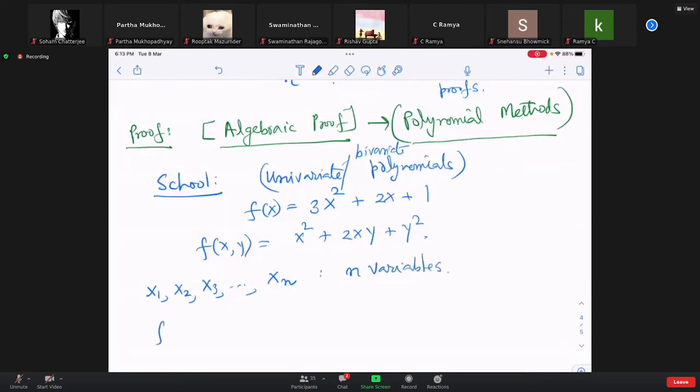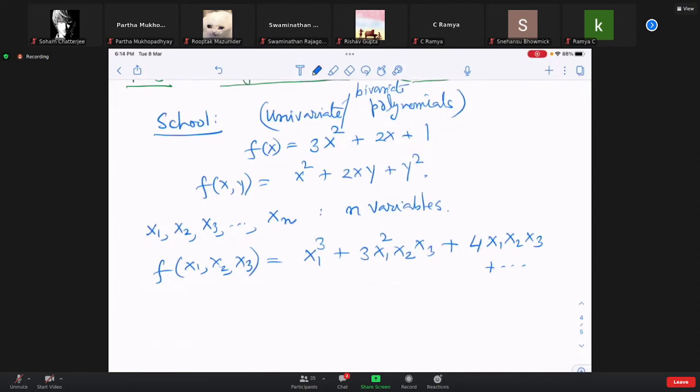For example, a 3 variable polynomial could look like x1, x2, x3. It could look like maybe x1 cubed plus 3x1 squared x2 x3 plus 4x1 x2 x3, and so on. You can keep on adding terms. Nothing stops you from defining a polynomial over n variables. And when you grow up, you'll see that these objects are everywhere in mathematics.